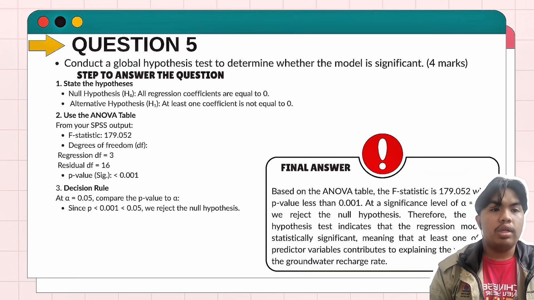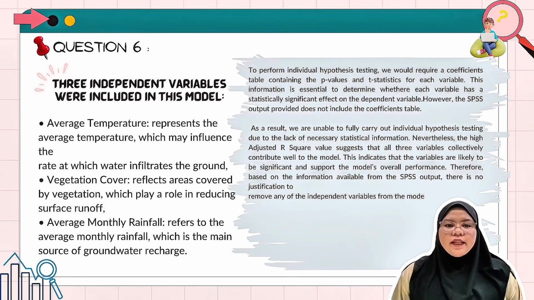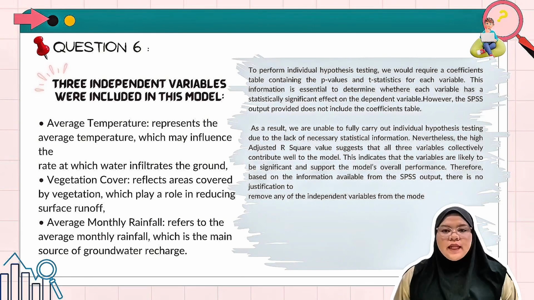Therefore, the global hypothesis test indicates that the regression model is statistically significant, meaning that at least one of the predictor variables contributes to explaining the variation in the groundwater recharge rate. This regression model involves three main independent variables, namely average temperature, vegetation cover, and average monthly rainfall, which are used to predict groundwater recharge rate as the dependent variable.